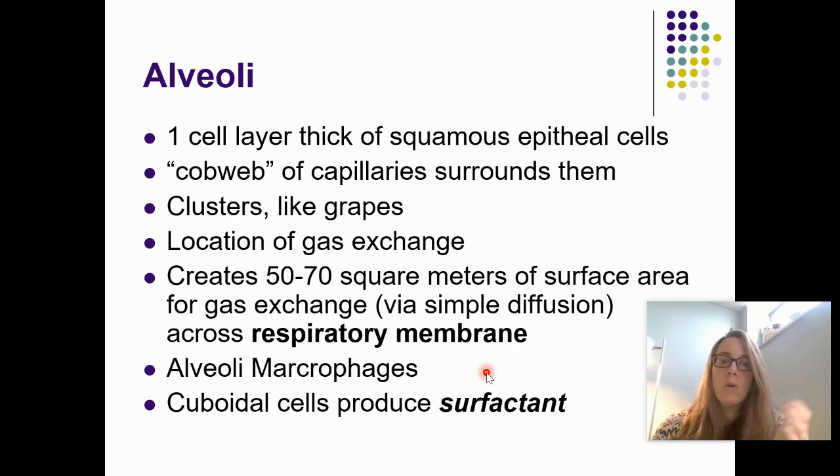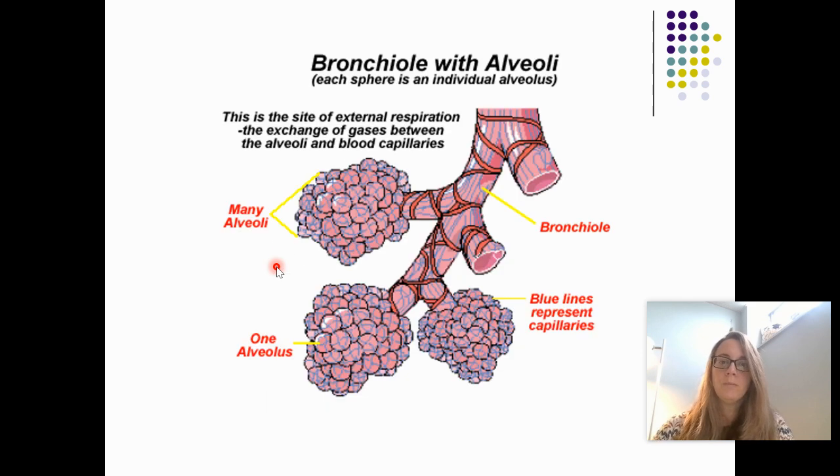So alveoli are going to create anywhere from 50 to 70 square meters of surface area for gas exchange to happen. And what do I mean by gas exchange? Oxygen is coming from the atmosphere into us, and CO2 that's in a really high quantity inside of us is going to go back out into the atmosphere. And that's going to happen across the respiratory membrane, which is in the alveoli.